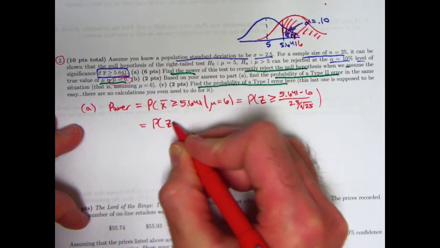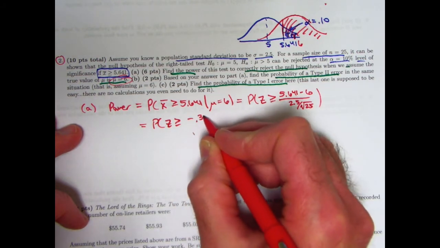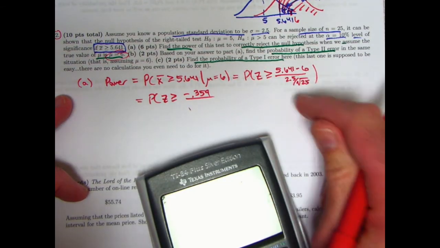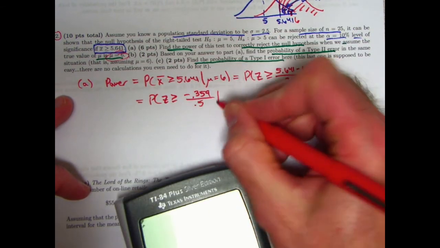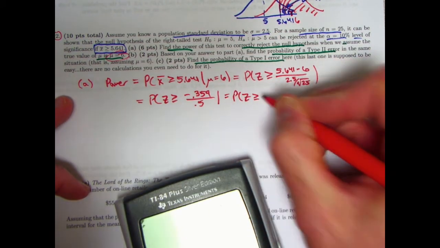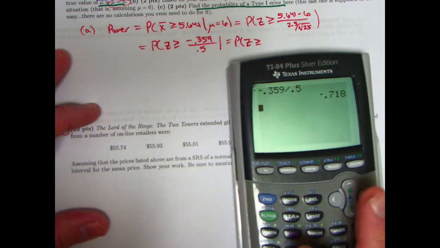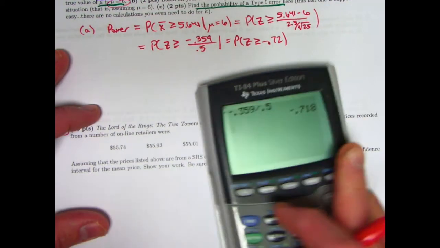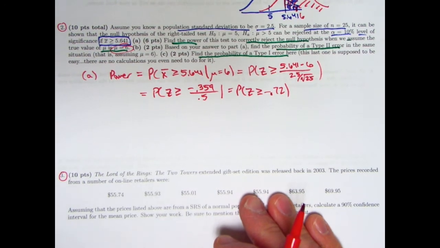All right, go ahead and now simplify a bit. So we got a negative 0.359 up top. 2.5 divided by square root of 25 is 2.5 divided by 5 is 0.5. So negative 0.359 divided by 0.5 gives approximately negative 0.72. The area is going to be bigger than 0.5, to the right of negative 0.72.